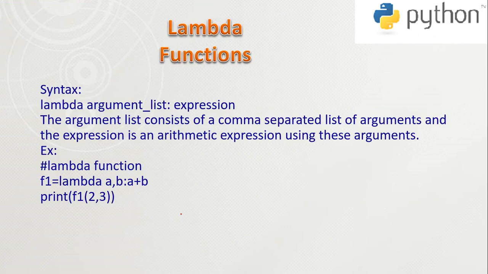I'll just go through this. So this is a simple program I'm writing here. f1 = lambda is an operator here. a, b are the two arguments here, and the addition is a plus b.